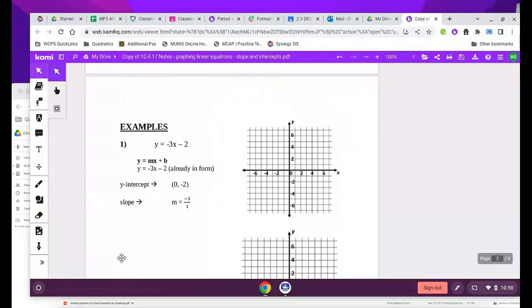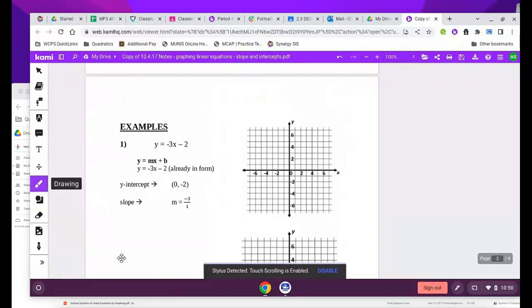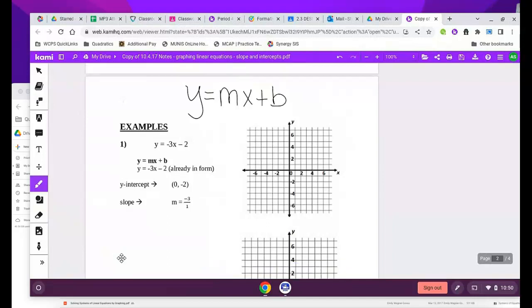So whenever we're graphing linear equations, we have the equation that we saw on page 22 notes, y equals mx plus b, where b is my y-intercept, and m is my slope, which is rise over run. So we're going to graph this first equation, y equals negative 3x minus 2.